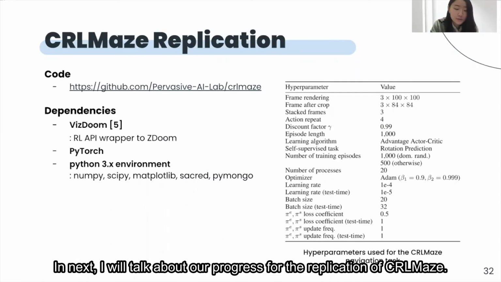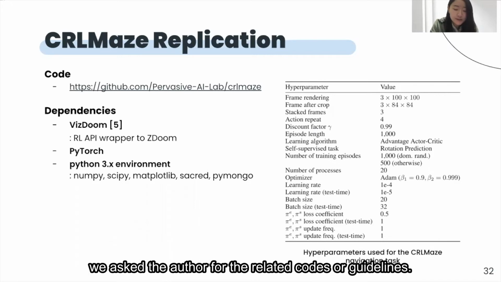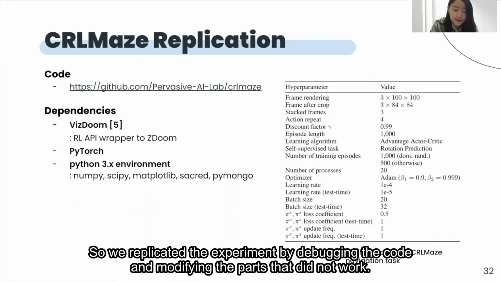And next, I will talk about our progress on the replication of CureMaze. In this case, since there was no available source code which adapts PAD to CureMaze, we asked the author for the related codes or guideline. Fortunately, we could get the codes, but they were not working well, so we replicated the experiment by debugging the code and modifying the parts that did not work.